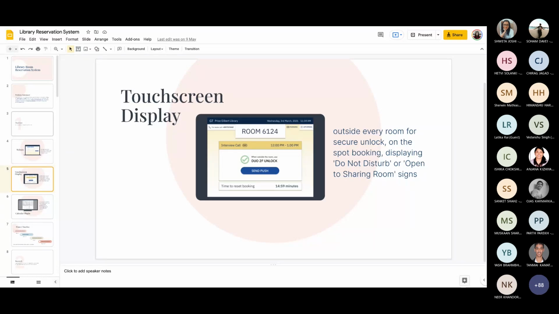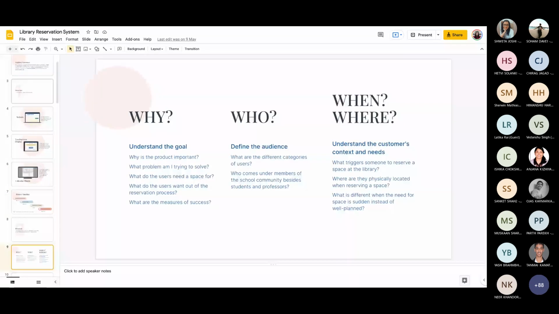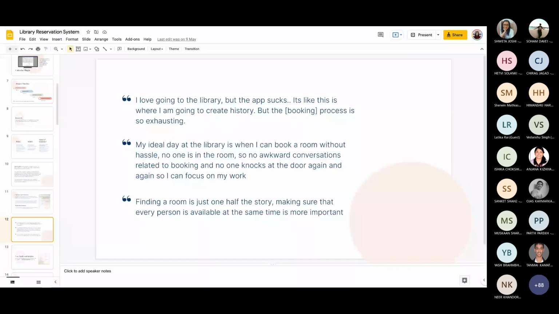So again, this is an overview of the solution, but I did not come up with the solution right after the problem statement. I did research. I thought of what goals people are trying to accomplish by going to a dedicated space instead of studying at home. What might their pain points be? For example, I love going to the library, but the app to book the library room sucks. So that's something that could be improved.